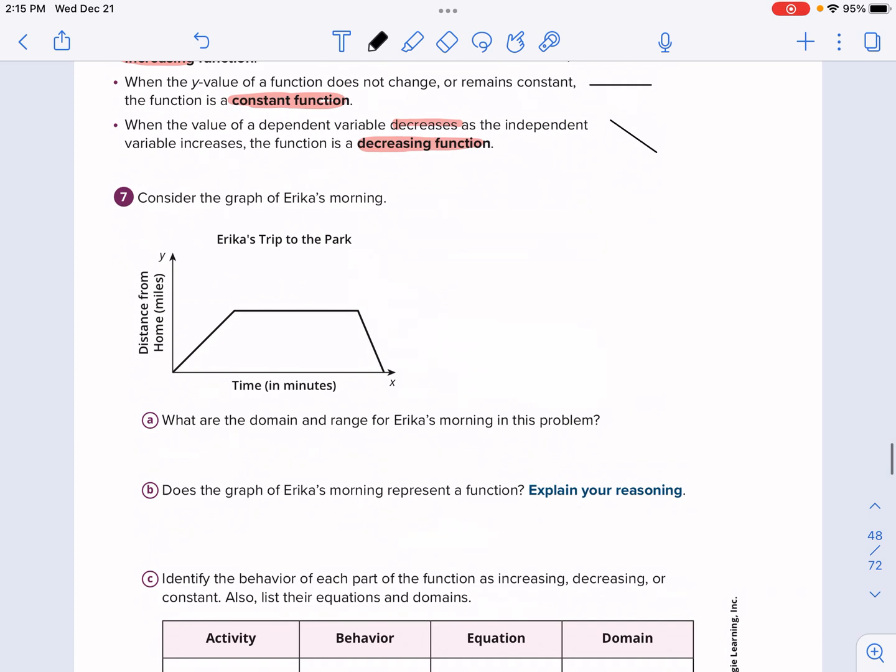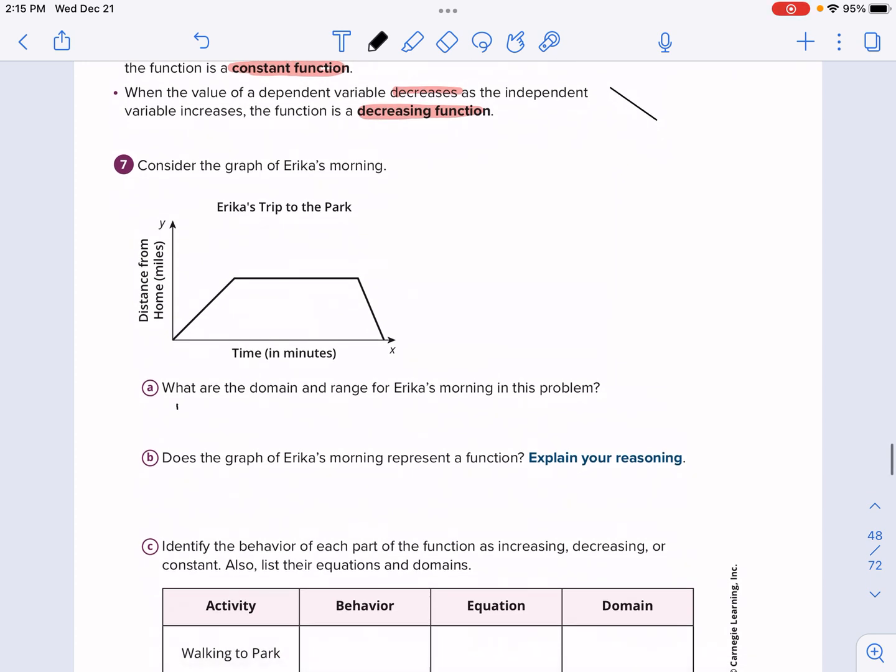But let's look at number 7. So we already drew this before, which was just drawing like a rough graph of her trip. But we're gonna write for number 7, what are the domain and range for Erica's morning in this problem? So the domain is the time that was spent in this situation. So we're gonna put domain. And the total domain, I know we put certain intervals, but that is from 0 minutes all the way to the most amount of time in the situation, which is 102 minutes.